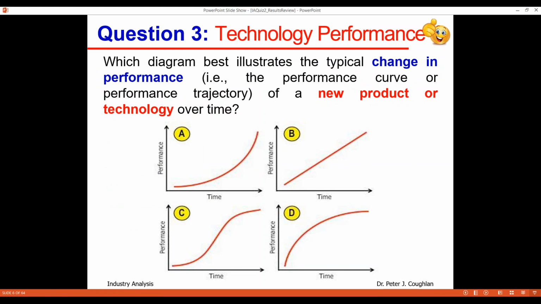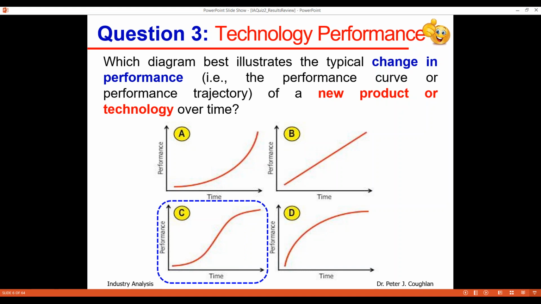Question 3, again, still dealing with the easy questions, the ones that 85% or more of you answered correctly. Which diagram best illustrates the typical change in performance? In other words, the performance curve or performance trajectory of a new product or technology over time. This is one of the very basic ideas that we needed you to understand, which is that technology performance over time tends to follow an S-curve. So the answer here is C, the S-curve in performance.